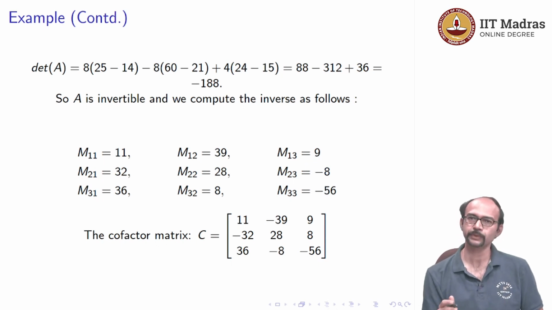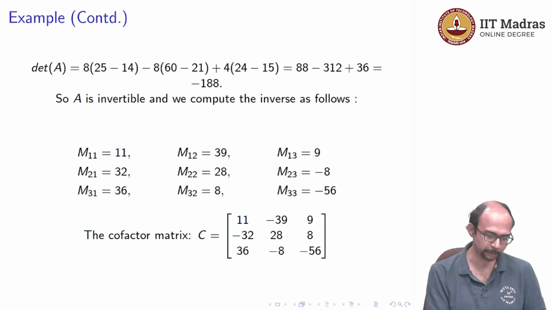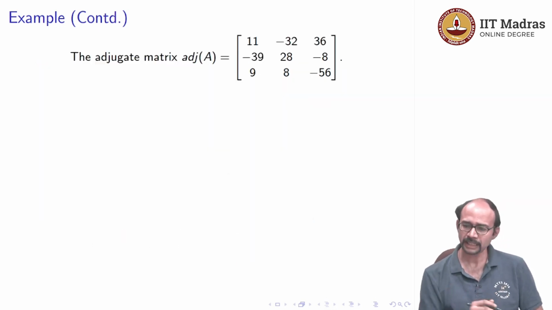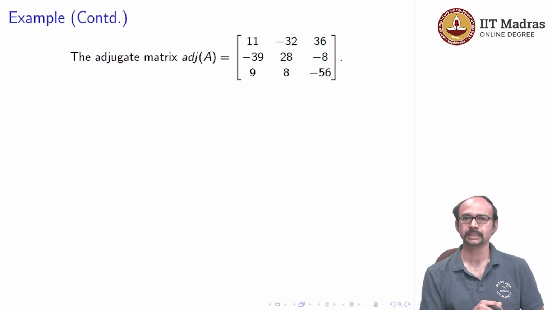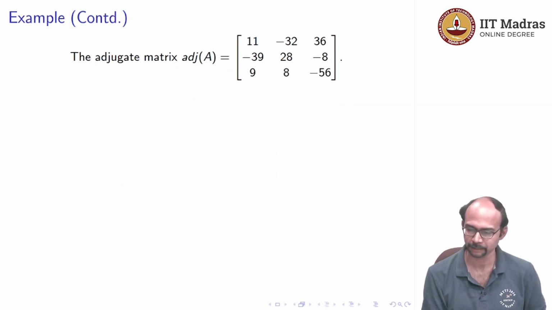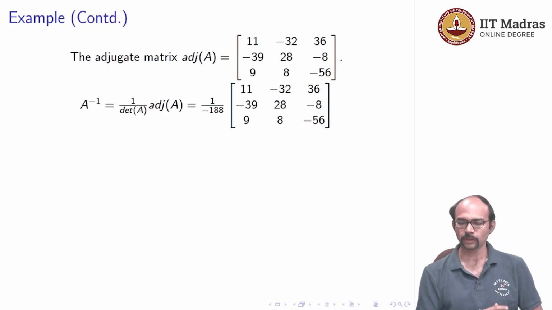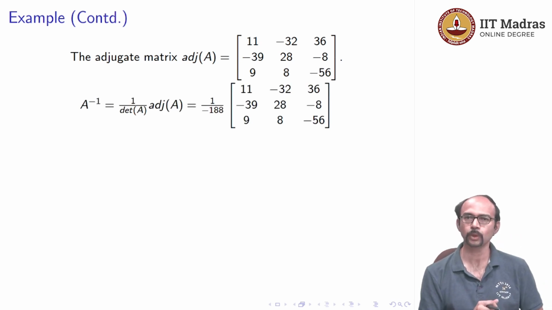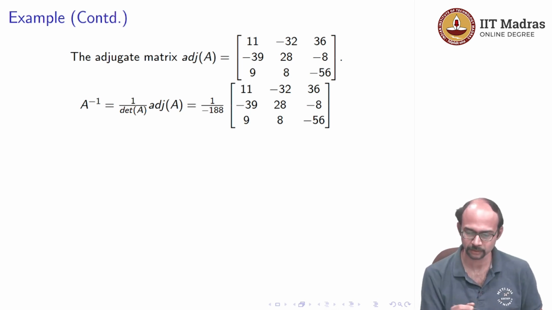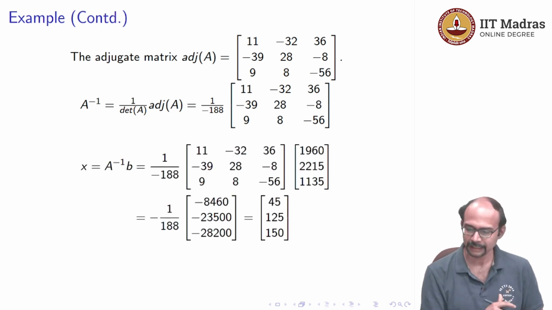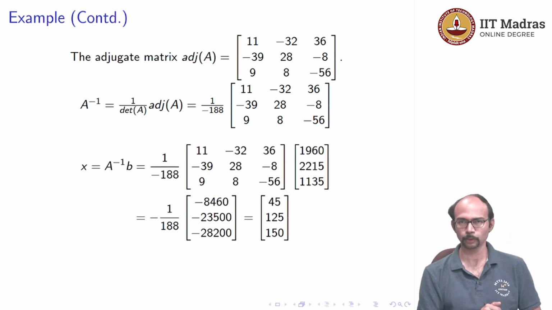Okay. So, from the minors we can get the cofactor matrix. How do we do that? We multiply each of these by minus 1 to the power i plus j. So, that is how we get the cofactor matrix, and then we can form the adjugate matrix. The adjugate is the transpose of the cofactor matrix. So, that is what we get, and then A inverse is 1 by determinant of A times the adjugate. So, 1 by minus 188, which is what we found the determinant to be, times the adjugate matrix, which is up here. Okay.